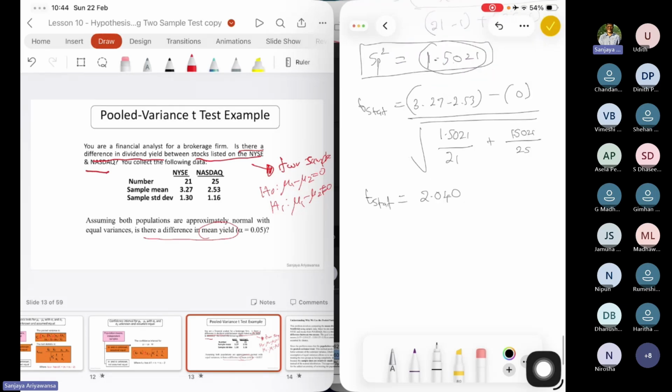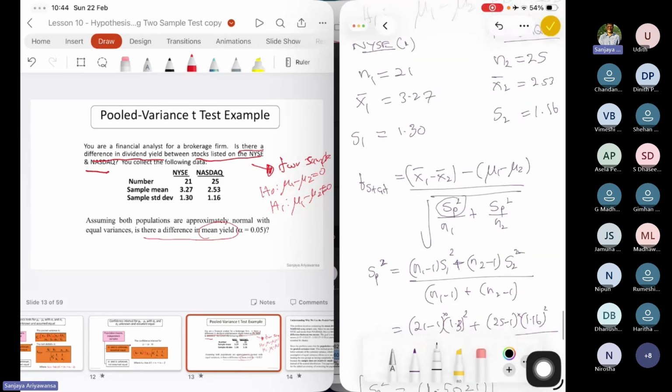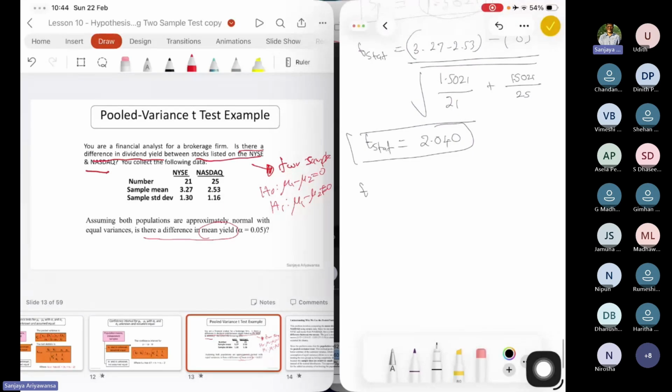So now what do we do? We compare the t-test statistic against what? The t critical value. Where is that? We have to figure that out. So the t critical value is t alpha divided by 2 with the degrees of freedom. Why is it alpha divided by 2? Because this is a two-tail test. What was alpha? 0.05. So 0.025.